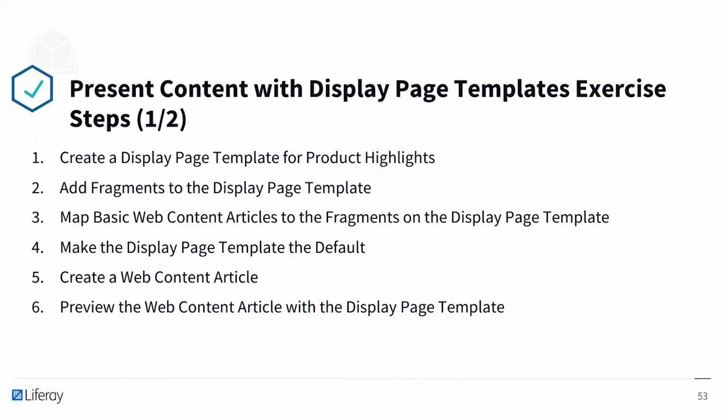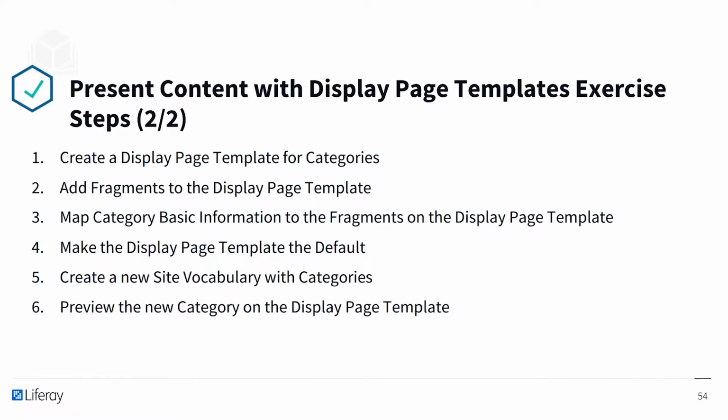Our steps for this exercise are: create a display page template for product highlights, add fragments to the display page template, map basic web content articles to the fragments on the display page template, make the display page template the default, create a web content article, and preview the web content article with the display page template.